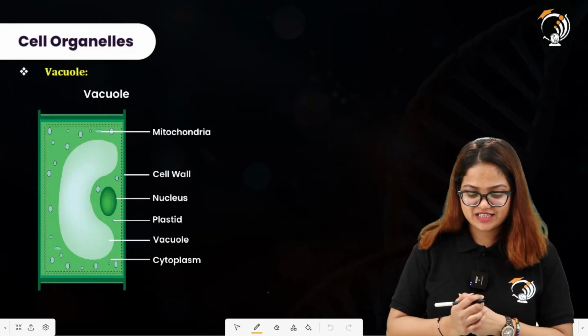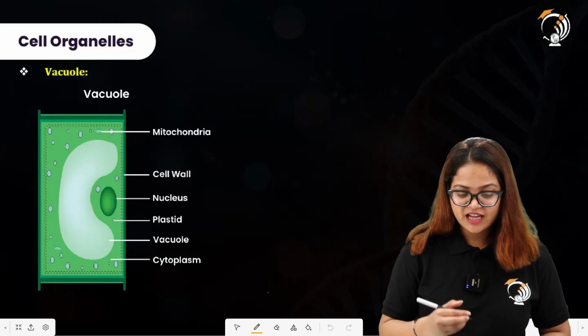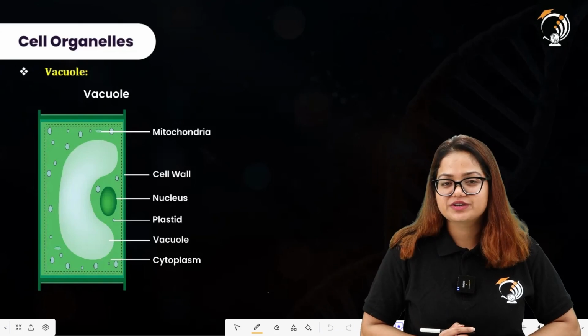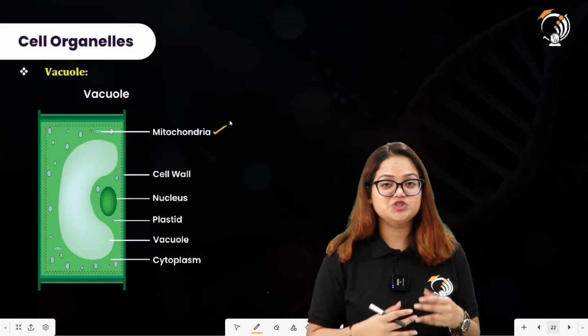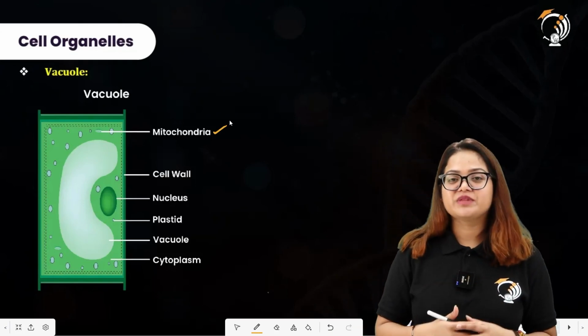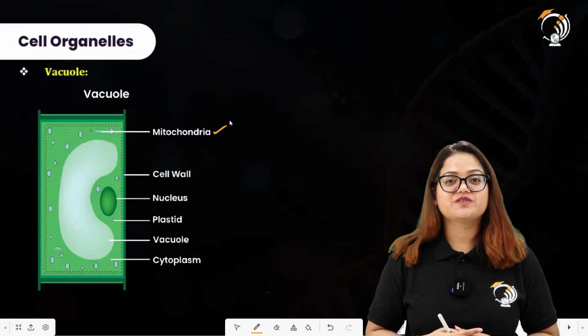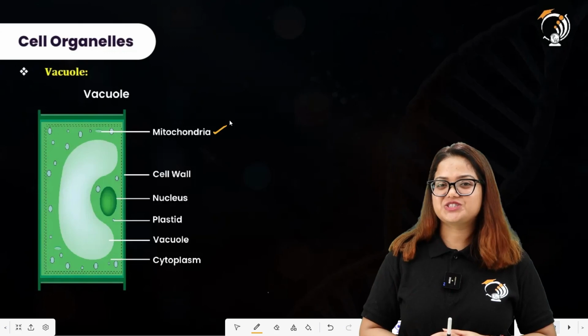So we have this representation here. Other cell organelles are also there. We have the mitochondria. This is the powerhouse of the cell. It generates energy for the cell to carry out cell division or other metabolic reactions as well.